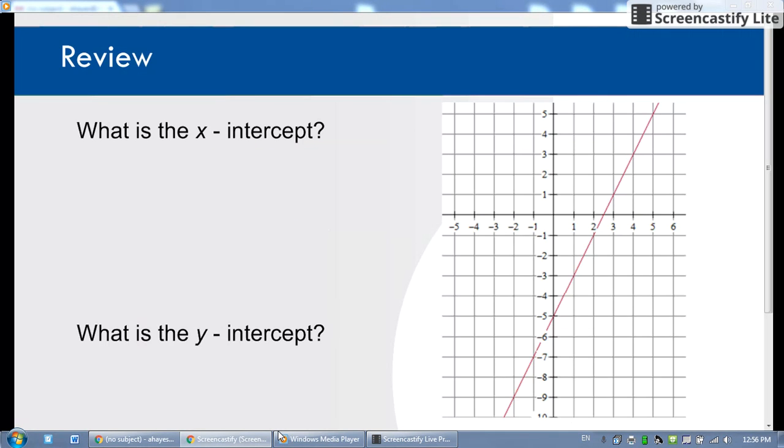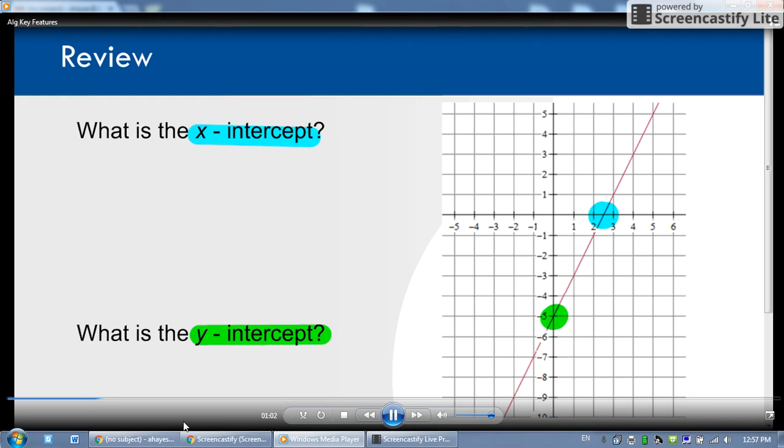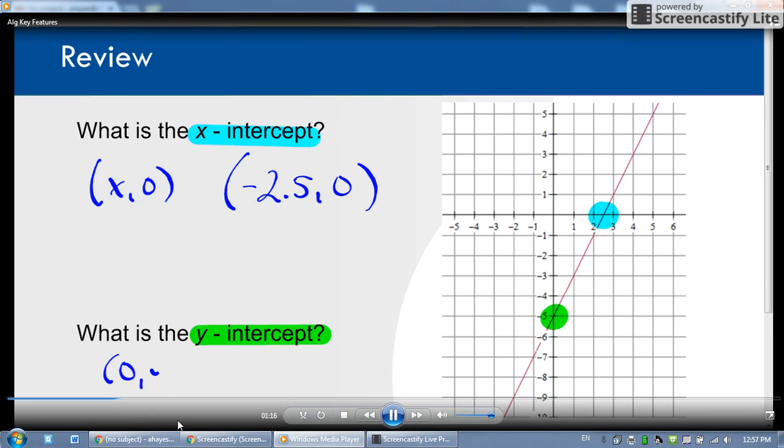So, as a quick review, x-intercepts and y-intercepts. Remember, the x-intercepts are what hits the x-axis. So, for example, the x-intercept is right there, and the y-intercept is right there. In terms of writing them out, we need to write out the exact point. The x-intercept always has the x value where it's hitting the x-axis and a zero for your y value. Likewise, the y-intercept always has a zero for x and then the y value.